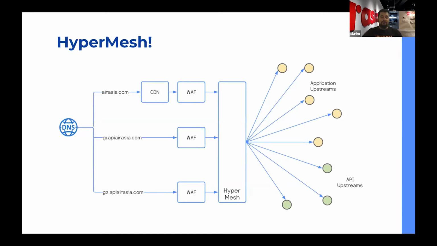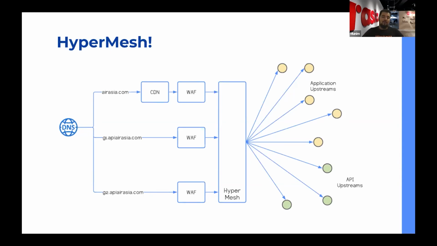From your WAF, you're still pointing to that HyperMesh IP. For each and every domain, you are pointing to that HyperMesh IP. But that HyperMesh has that much segregation of application upstreams versus API upstreams. And those of you who have already worked with Istio, I'm sure you know it's very easy to do that, right? It's very easy. So since it's very easy, we are just leveraging that easiness of doing things, and we are bringing in value.